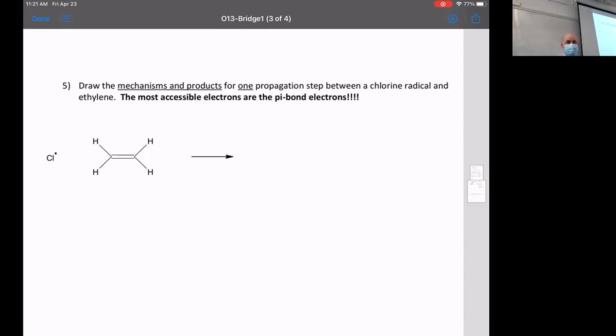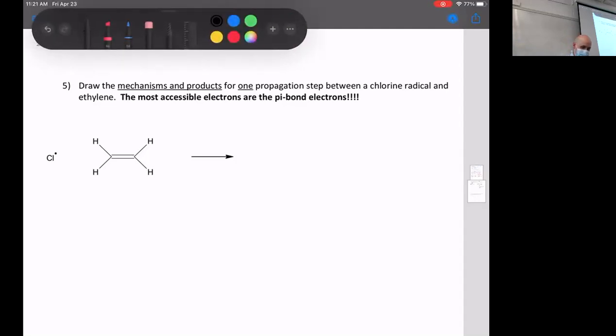So there's a little bit of a shift in how we look at this reaction, but overall it's the same kind of thing. That radical wants an electron, but the most accessible and easiest ones to grab are not from a CH single bond, they're from this carbon-carbon pi bond.